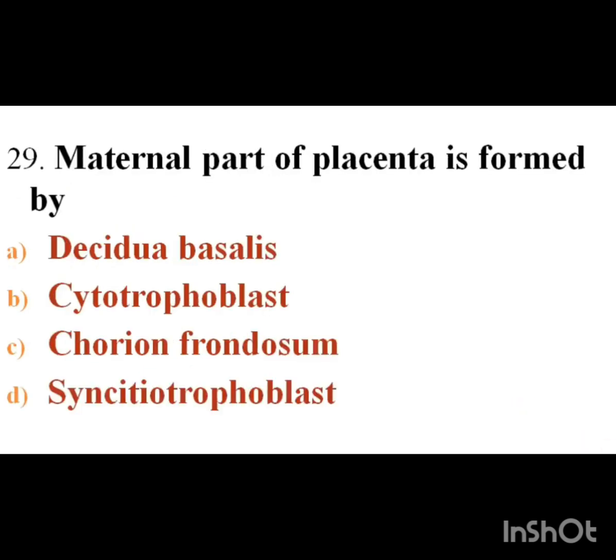Next question. Maternal part of placenta is formed by: A. Decidua basalis, B. Cytotrophoblast, C. Chorion frondosum, D. Syncytial trophoblast. Answer is A, decidua basalis. So decidua basalis is the maternal part of the placenta and the fetal part of the placenta is the chorion frondosum.